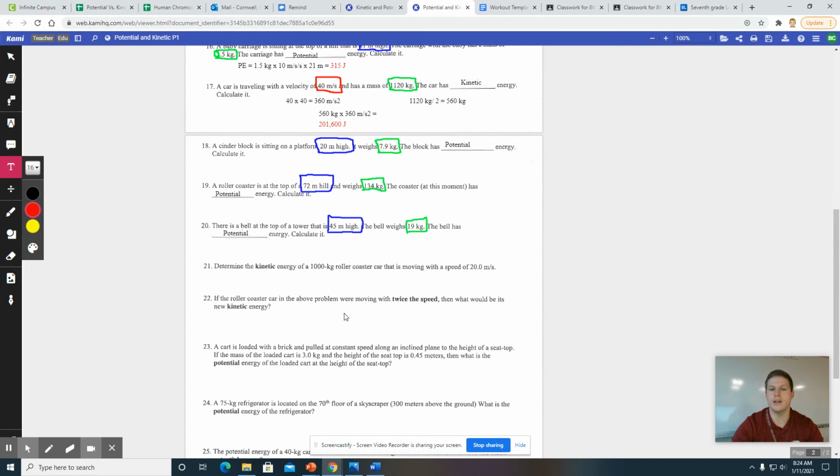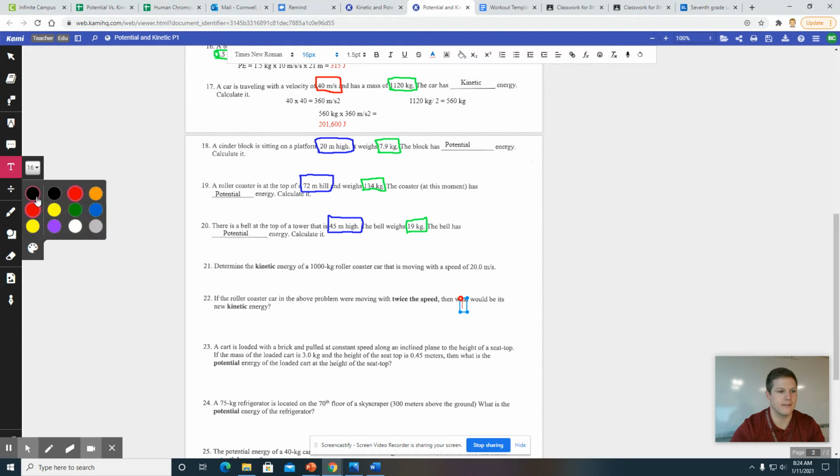Now, right here, the roller coaster. If the roller coaster in the above problem were moving at twice the speed. Now, here's the thing. You don't just multiply the answer for 21 by 2 and get your answer. You have to double the speed. So instead of 20 meters per second, it's going to be 40 meters per second, okay? And remember, whenever we do this, we do what with our velocity? We square it. So it's 40 meters per second times 40 meters per second, okay?